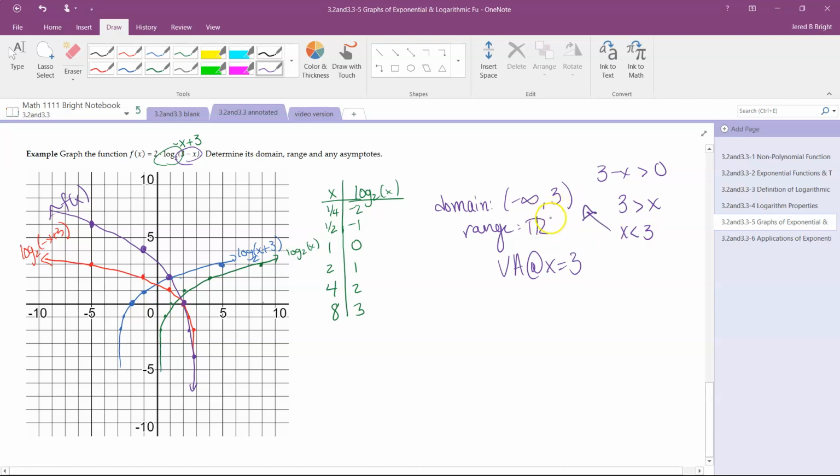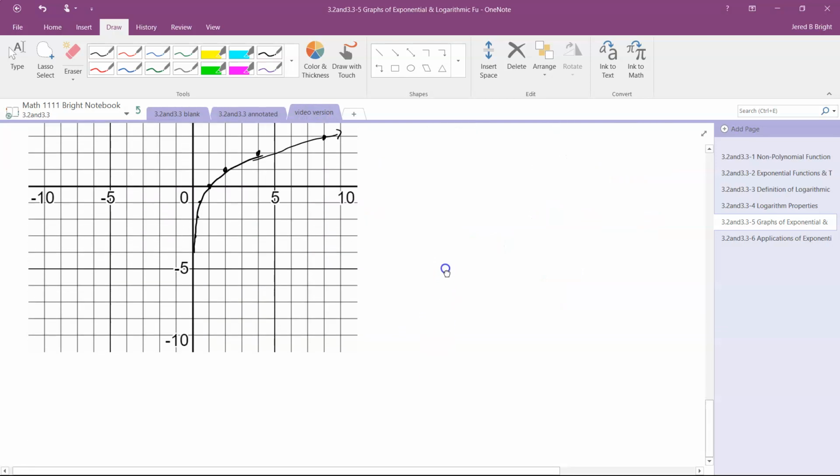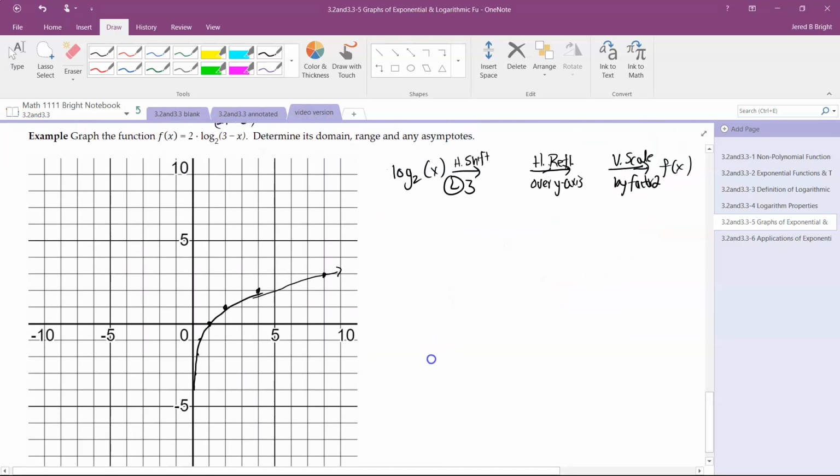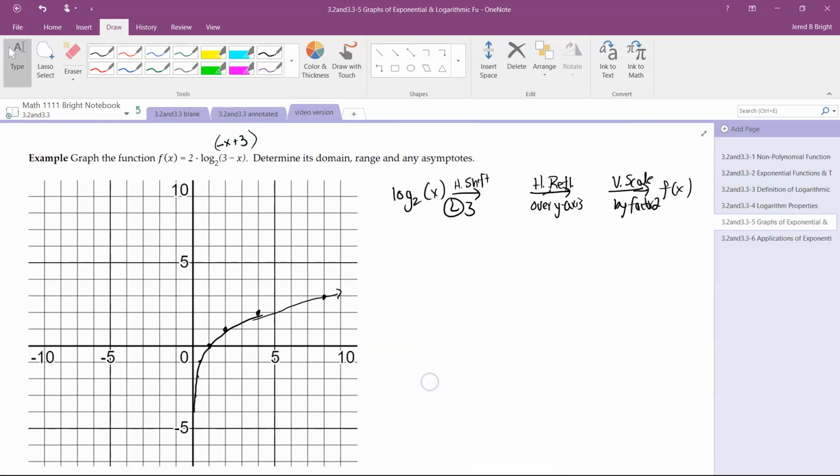Consequently, when I restrict the domain, I say, oh, I can get pretty close to 3, but I can never fully reach it. That's the idea of an asymptote, and so that's where I get my vertical asymptote. Okay, so that's going to complete this video. We're going to get a lot of practice with graphing and identifying domain, range and asymptotes, so be ready.